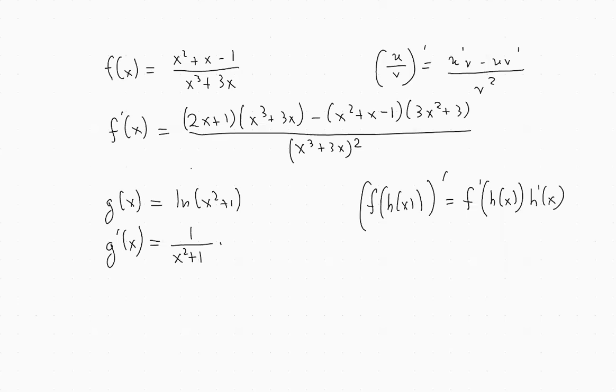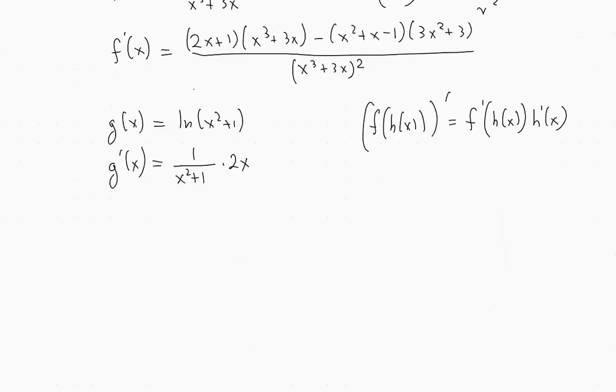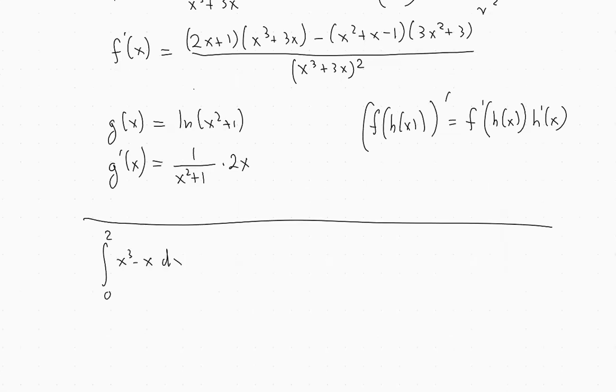Next, we have a definite integral, the integral from 0 to 2 of x cubed minus x dx. Here we need to find an antiderivative, which is x to the fourth over 4 minus x squared over 2. And we need to just plug in 2 and 0 and subtract. So we will have 2 to the fourth over 4 minus 2 squared over 2. This can be easily simplified as 4 minus 2, which is 2.